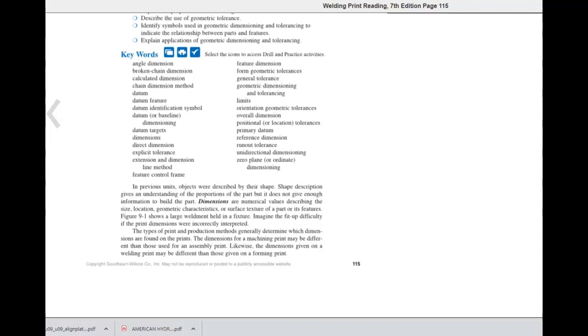Figure 9.1 shows a large weldment held in a fixture. Imagine the fit-up difficulty if the print dimensions were incorrectly interpreted. The types of prints and production methods generally determine which dimensions are found on the prints. The dimensions for a machining print may be different than those used for an assembly print. Likewise, the dimensions given on a welding print may be different than those given on a forming print.